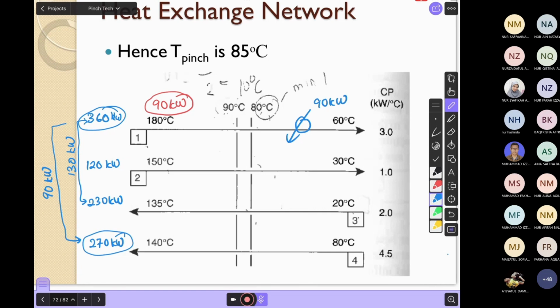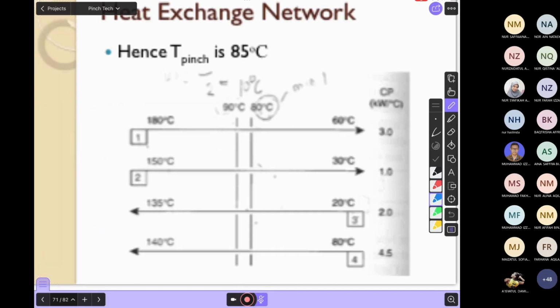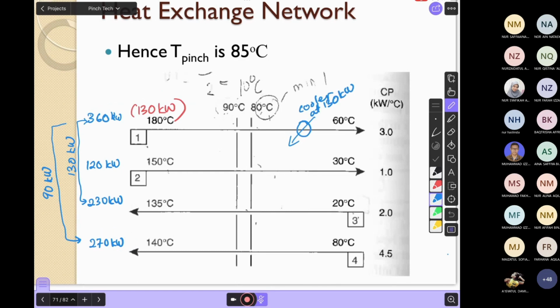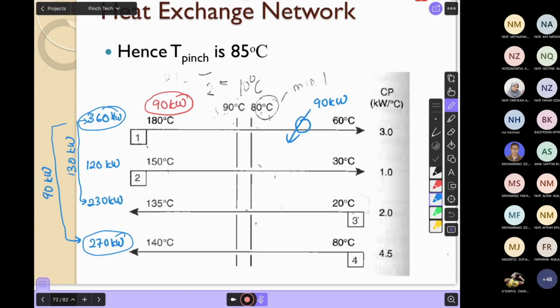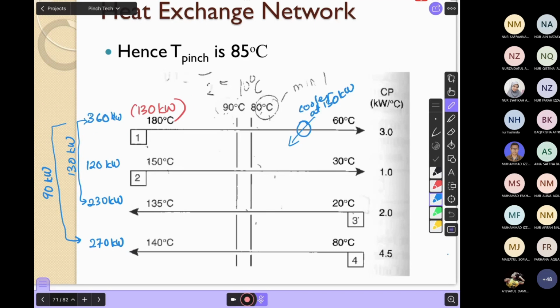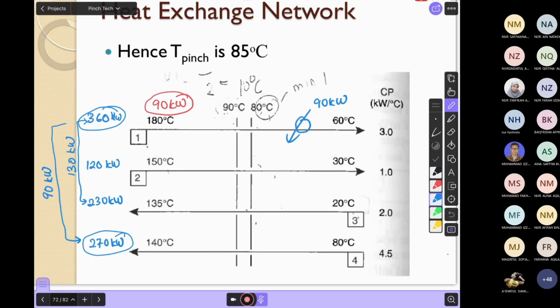Okay, so is this the best choice? Just look through again. The first one required only 130 kilowatt of energy, but the second choice needs 90 kilowatt of energy. So it depends lah. You nak ambil yang mana? 130 ke? You nak ambil 90? Which one is better? 90 is better because you require less energy for the cooler.